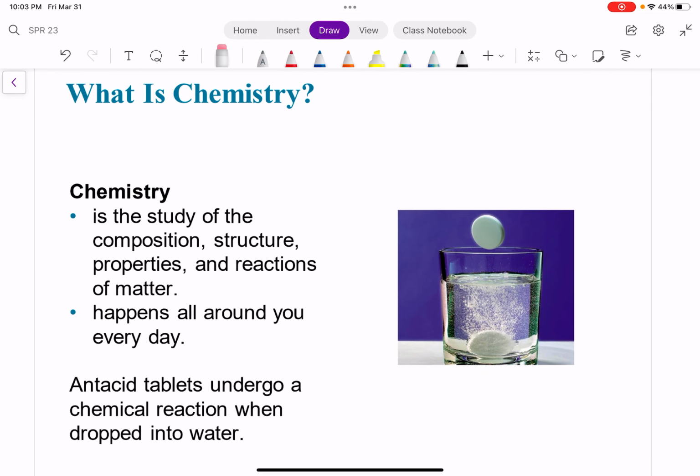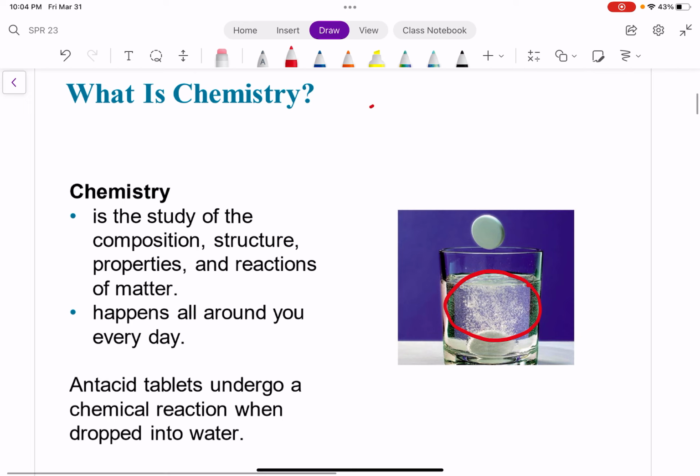So, chemistry, the study of the composition, structure, properties, and reactions of matter. Over here on the right, you can see an antacid tablet being dissolved in water. And if you'll notice, there's little bubbles that are forming. Bubbles are actually one of the visual cues that chemists use to determine if a chemical reaction might be happening. So we'll talk about that more in lab. There's a bunch of different visual cues as well as different smells and sounds and stuff like that that can indicate that a chemical reaction is actually happening.